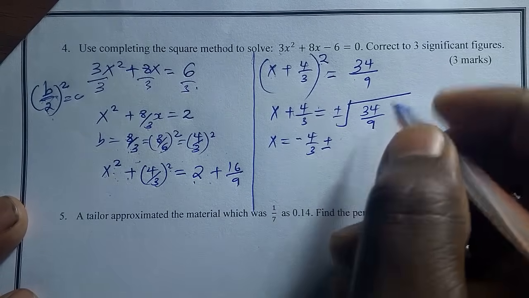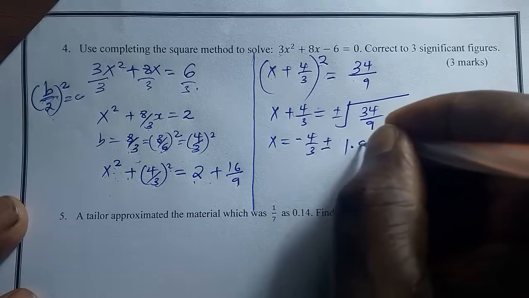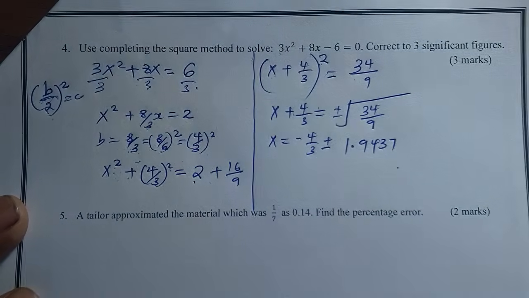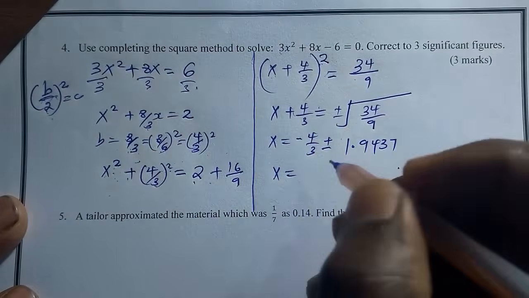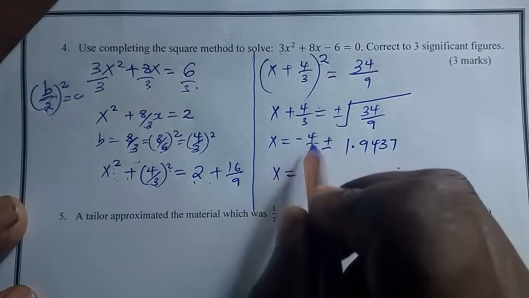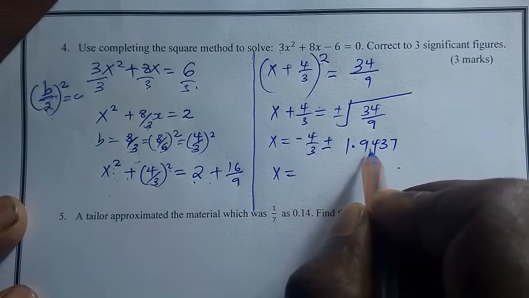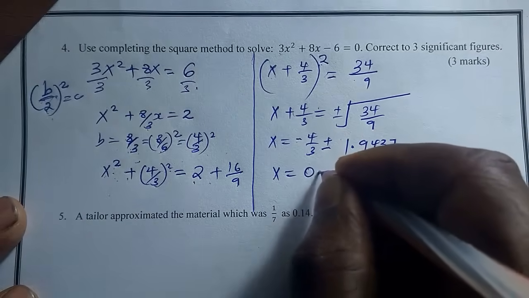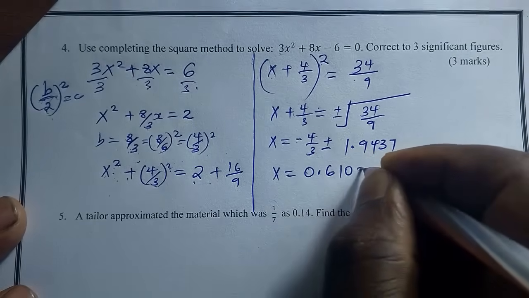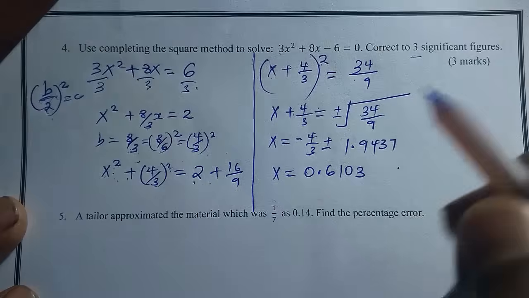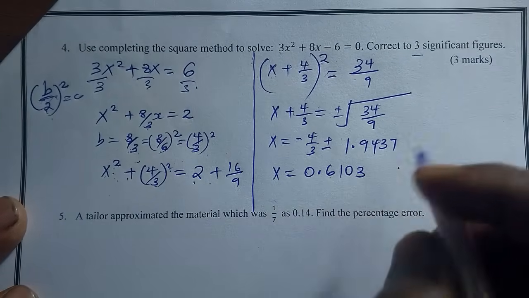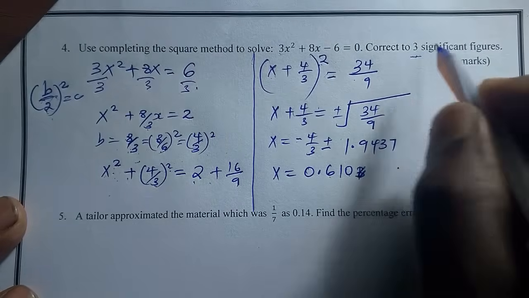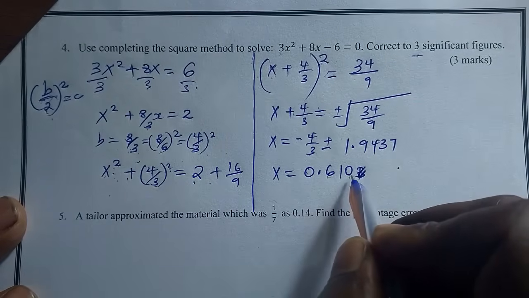Use your calculator. You will get 1.9437. So x will be equal to, let's go to the positive side, negative 4/3 plus 1.9437. The answer is going to be 0.6103 to 3 significant figures. 3 significant figures, 1, 2, 3. So you remove this. Remember to follow instructions. 3 significant figures, it is 1, 2, 3. This 0 here is now significant.